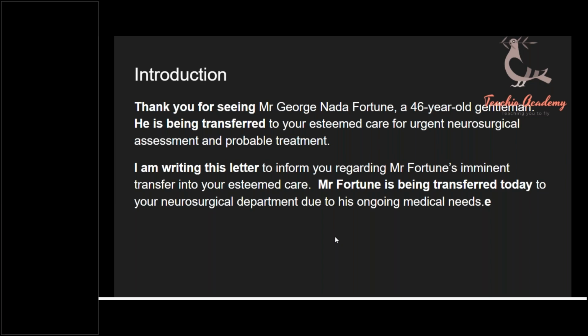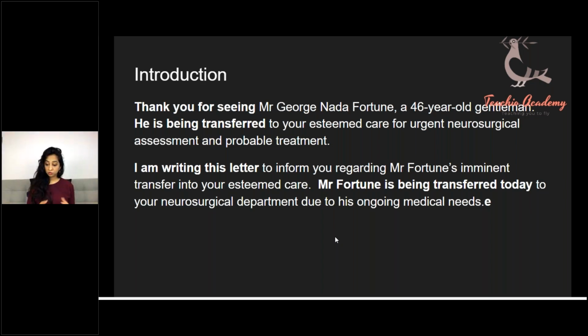So you're going to tell your audience, thank you for seeing. So seeing, that's present. So thank you for seeing Mr. George Nada Fortune, a 46-year-old gentleman. Now, this might be a transfer letter, a referral letter, or a discharge letter. Okay. But at the point where you're writing the letter, the transfer is happening. So the transfer is in the present.